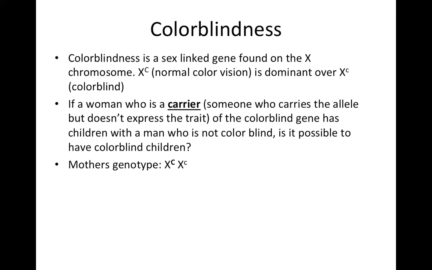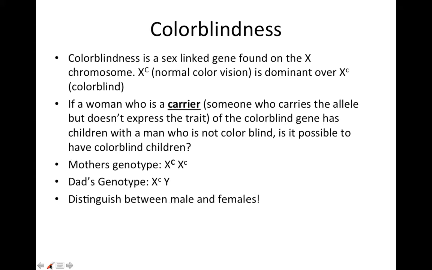So let's make a Punnett square out of this. The mother's genotype is going to be X with a capital C superscript and then a lowercase c, so she is not actually colorblind, but she has the trait to pass on. And the dad is a colorblind man. No, sorry, he's not colorblind, so that's a capital C and then a Y. So let's draw our Punnett square. We're just going to do this right on the side. This is just your typical monohybrid cross, so we're going to have 4 squares.